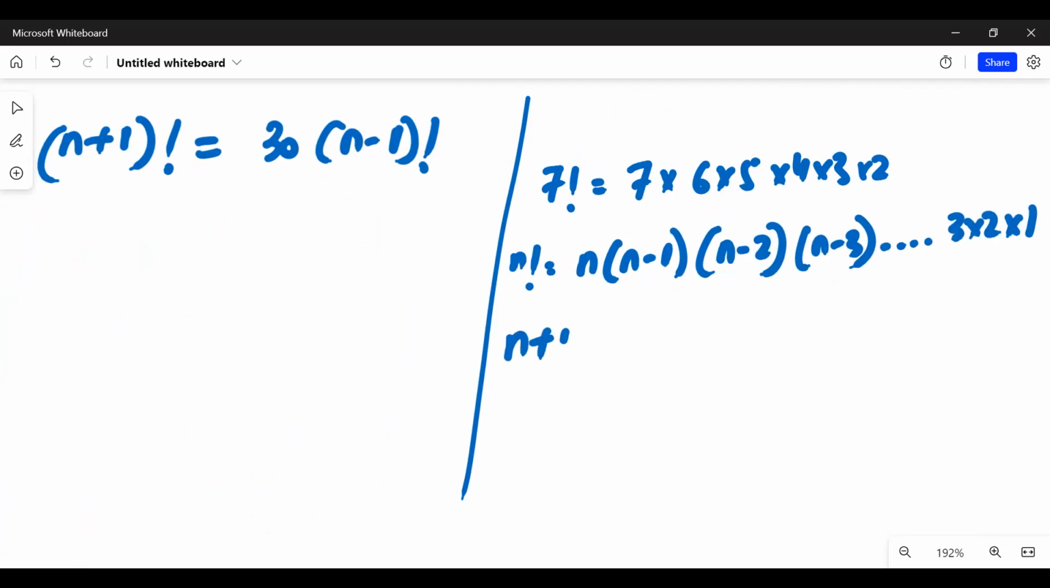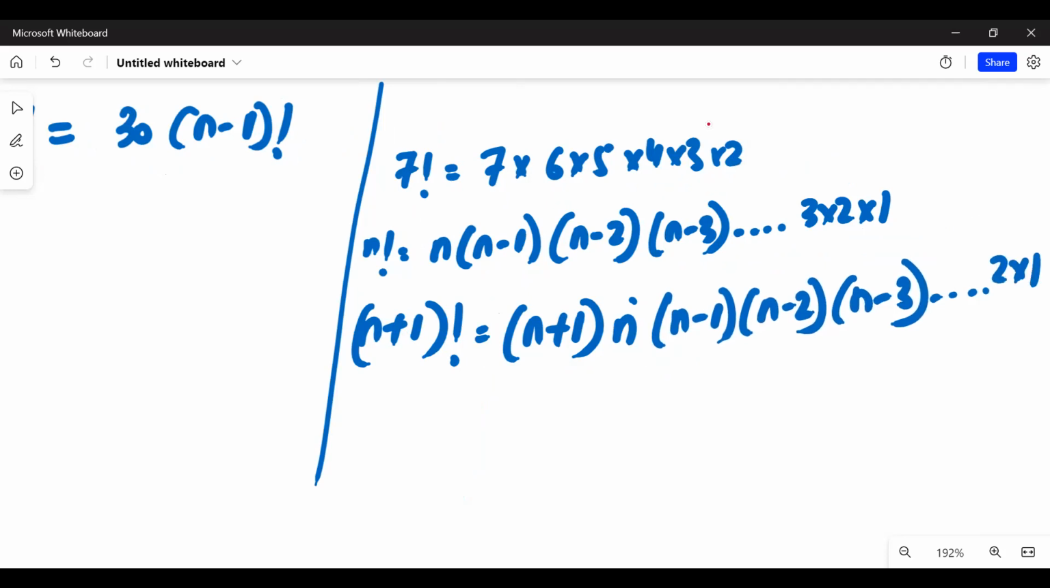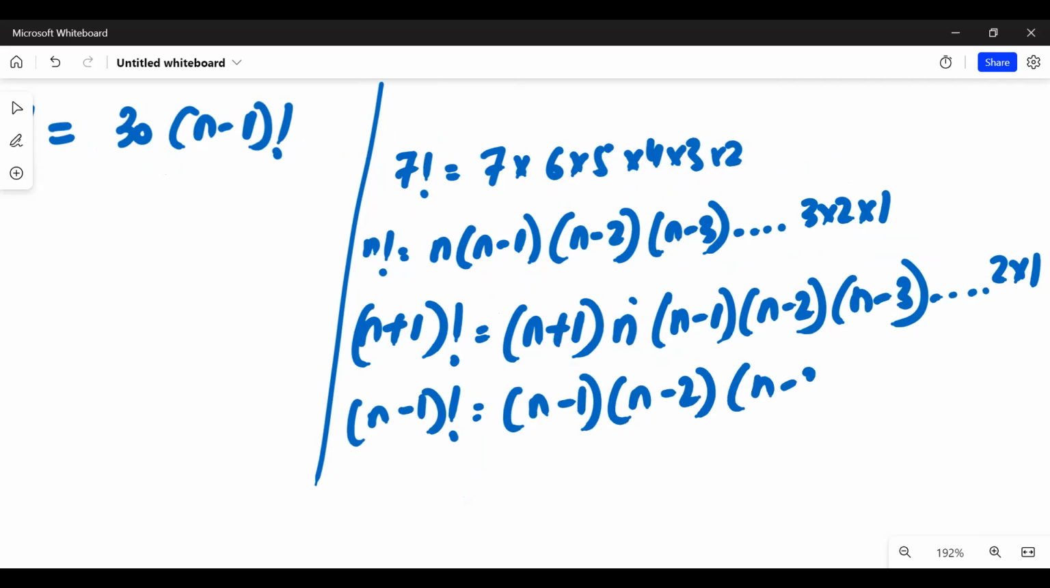Similarly, n plus 1 factorial means n plus 1 into n, into n minus 1. Always do minus 1, then n minus 1, n minus 2, n minus 3, like this. You'll do till 1. You're getting me? What is n minus 1 factorial? n minus 1 factorial would be n minus 1, n minus 2, n minus 3, like this. You'll do till 1. Anyone, any doubt?